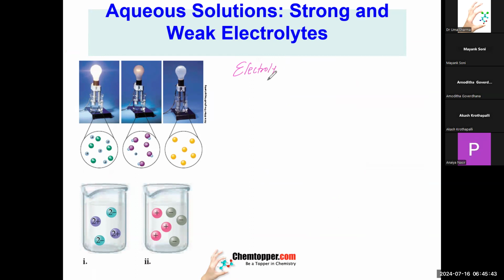Electrolytes are the substances that, when dissolved in water, form ions. Ions in water: they are electrolytes.